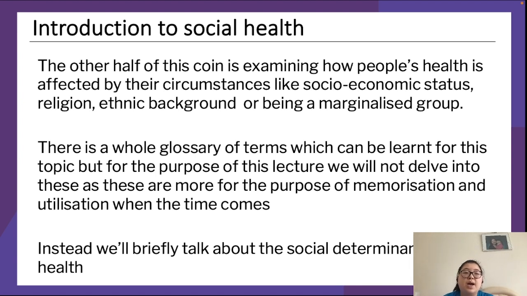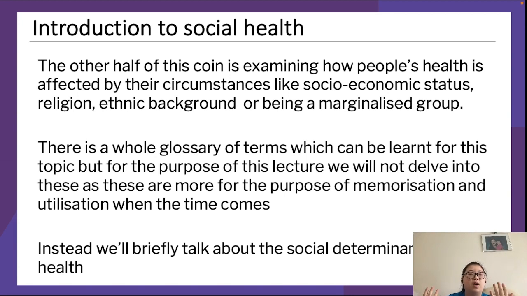Okay, so social health is kind of the other half of the coin. So population health is kind of looking at how we can better the health of a population from a quantitative type of perspective. So what are the statistics? What is the evidence to support putting in something new and how do different things affect people's health? And we can look at the numbers on that.